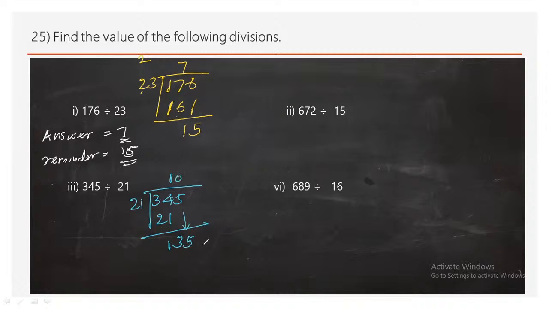13 don't have. No? Then borrow for this, 13 don't have. Sorry. 1 here, 135. 135, how many 21s are here? 21, 4 are there, 400. Maybe 5.